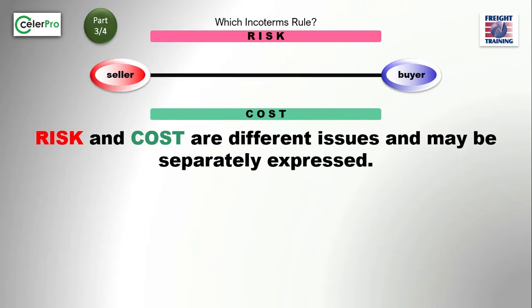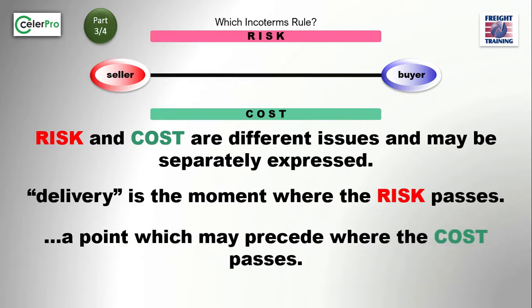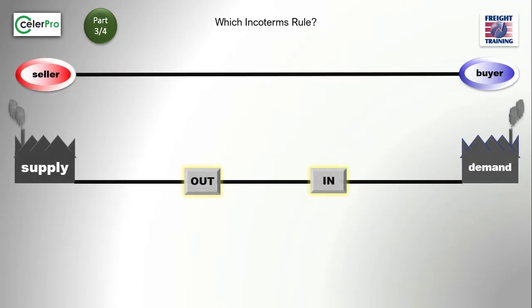Remember that delivery, that is to say the end of the contract, is that moment where risks pass from the seller to the buyer. Because risk and cost may be separated, risks may pass before the point where control of cost passes. Let me give you an example. Imagine that you are the seller. Your buyer has asked for a price from you. The price is to include the goods and the transport charges to an address in the buyer's country. The mode or method of transport is not important.